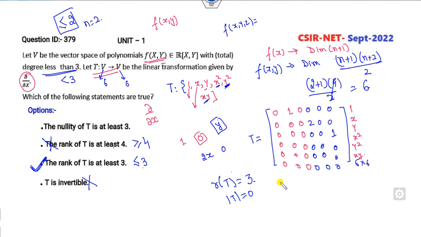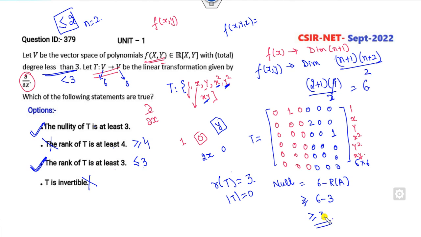Nullity: how can you define the nullity? Nullity will be 6 minus the rank of A. So if the rank is less than or equal to 3, then the nullity will be greater than or equal to 6 minus 3, greater than or equal to 3. So the nullity will be at least 3. Nullity at least 3 is also the right answer. So the first and the third are the correct answers of this problem.